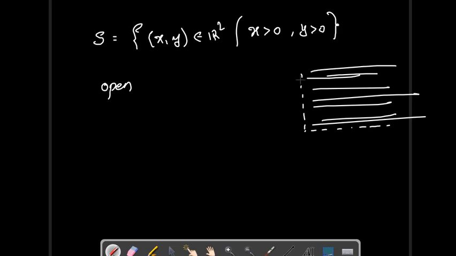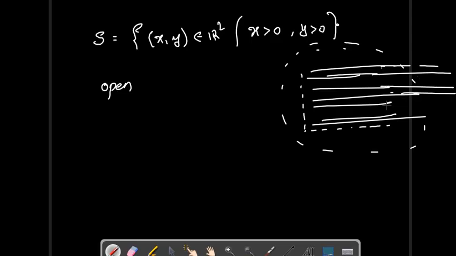Is it possible to include this set in a circular disk? No, it is not possible, right? Because if you want to include the first quadrant in a circular disk, you need a circle with infinite radius. But if you can keep it in a circle with finite radius, then only we say it is a bounded set. So it is very clear that this set is unbounded. Therefore, this is an open and unbounded set.